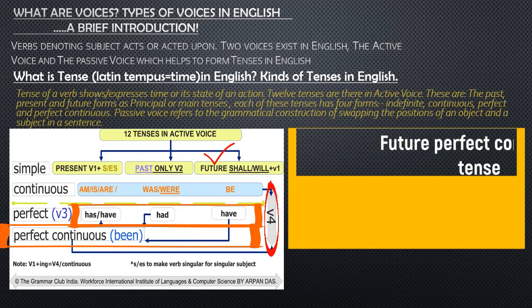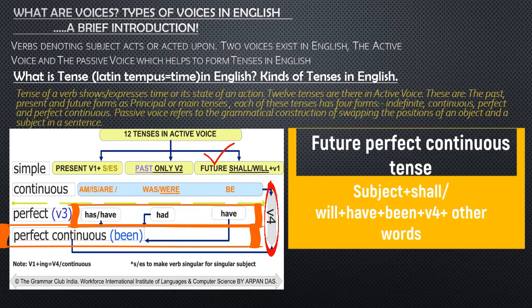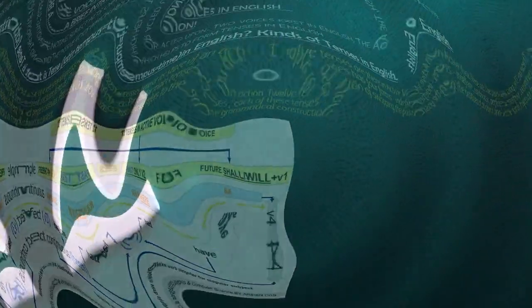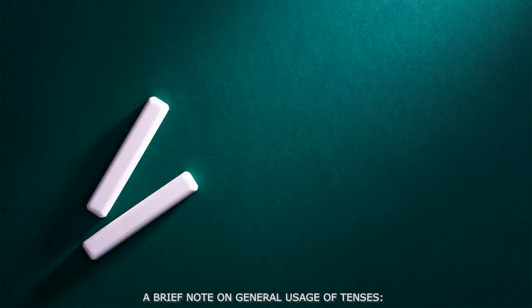For future perfect continuous verb stream, we have future perfect continuous with the tense structure as subject plus shall or will plus have plus been plus V4 plus other words. Let's have a brief note on usage of tenses in general form.